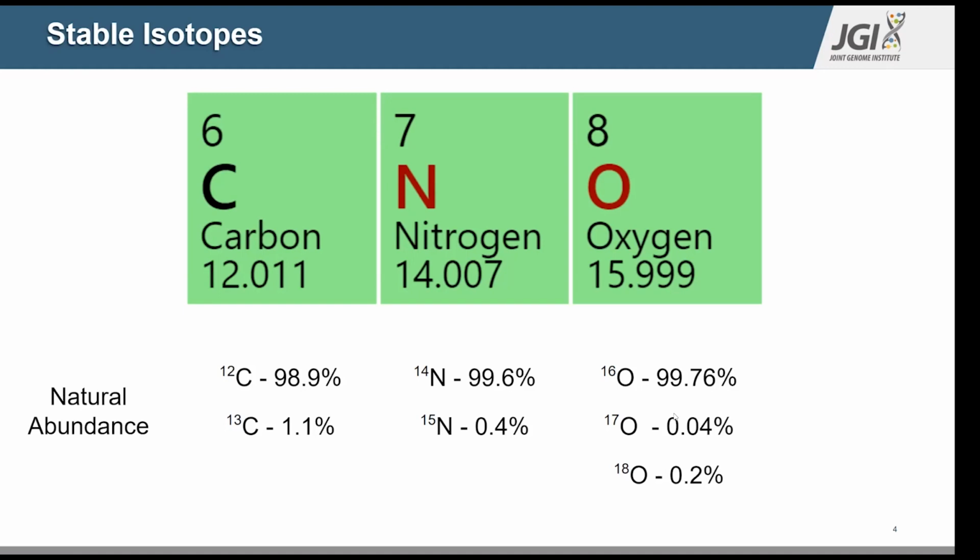And then similar story for nitrogen, where most of it is found in the nitrogen-14 form, and then 0.4% as nitrogen-15. And oxygen has 3 stable isotopes, where most of it is oxygen-16, 0.2% oxygen-18, and then a very small amount is oxygen-17.